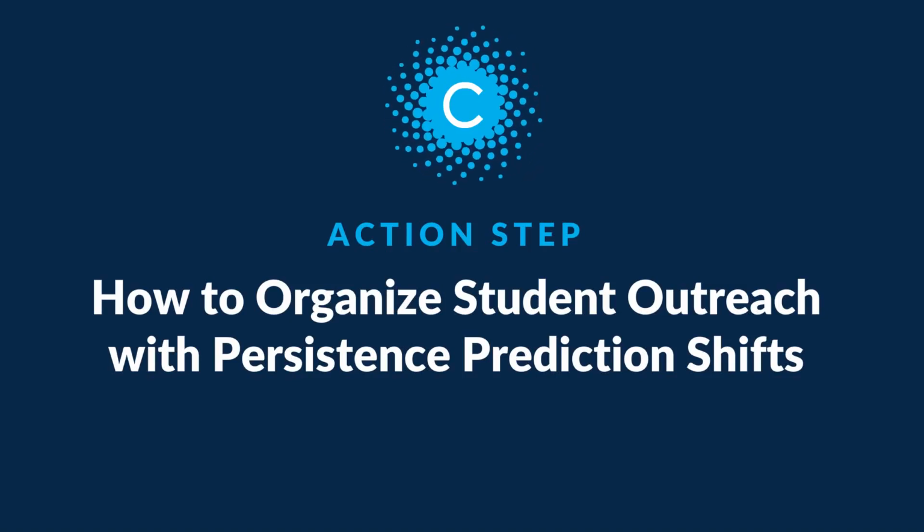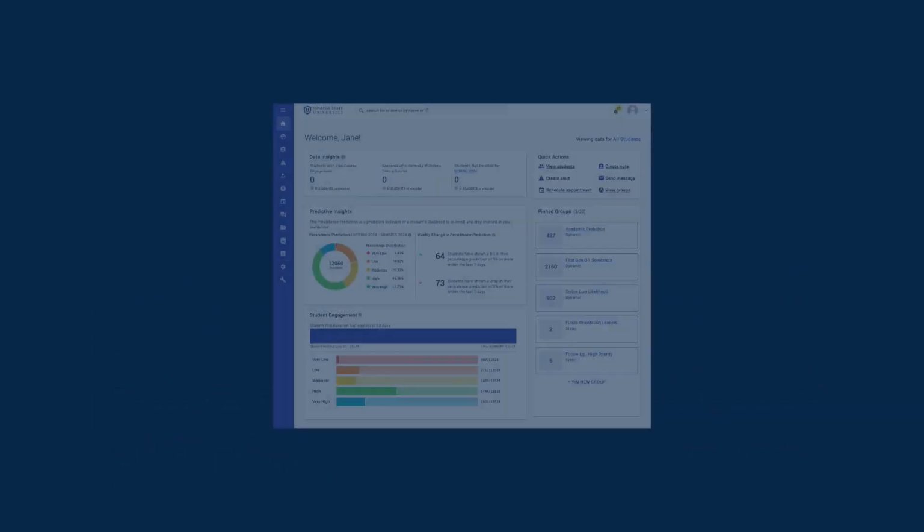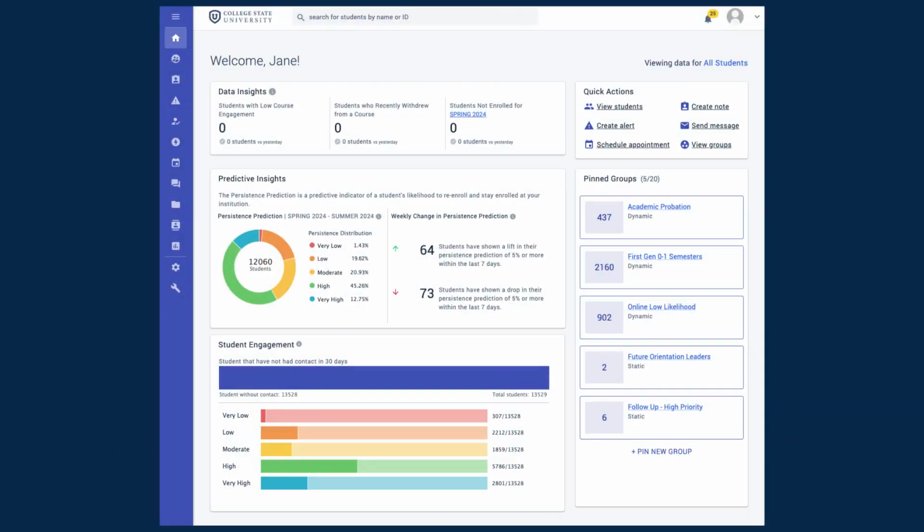Organize outreach based on immediate student needs. One way to do this is to monitor shifts in persistence likelihood to prioritize student engagement efforts. The Civitas Learning Advising Dashboard allows you to consistently monitor all students, easily identify those in immediate need, and better organize proactive outreach.